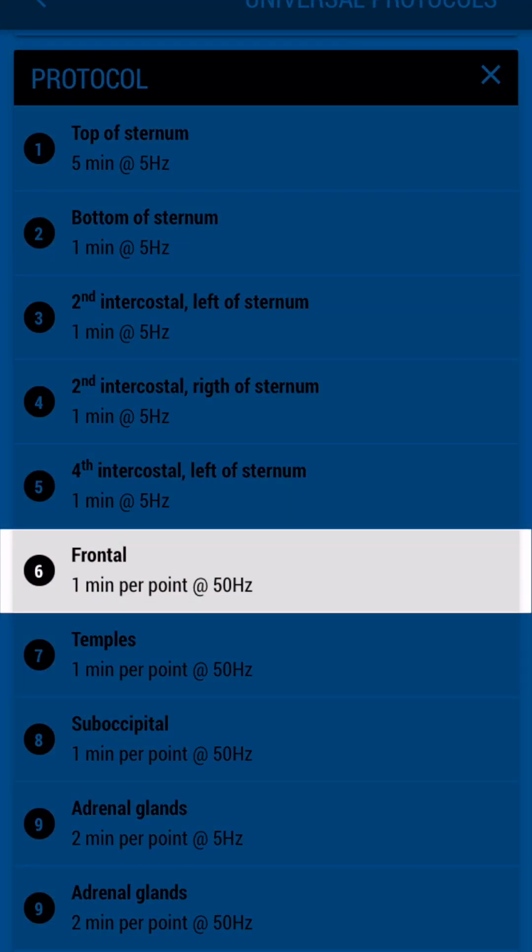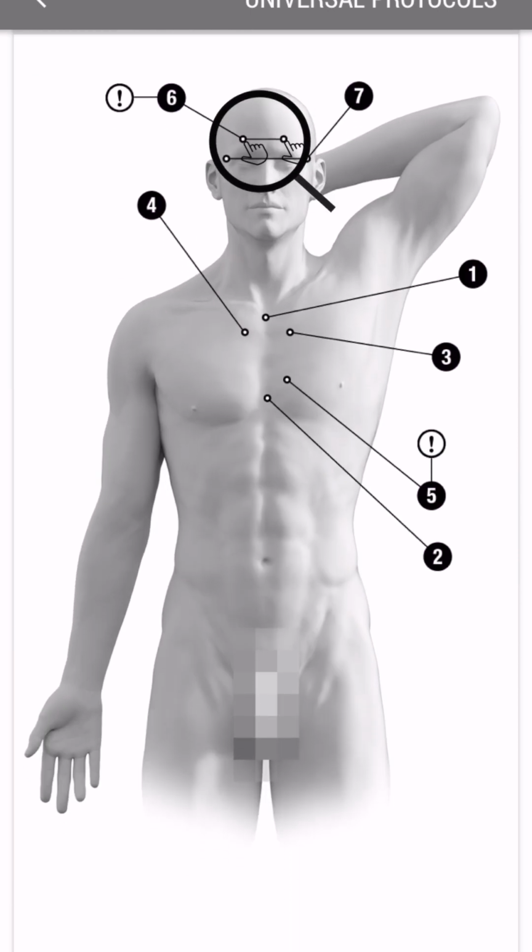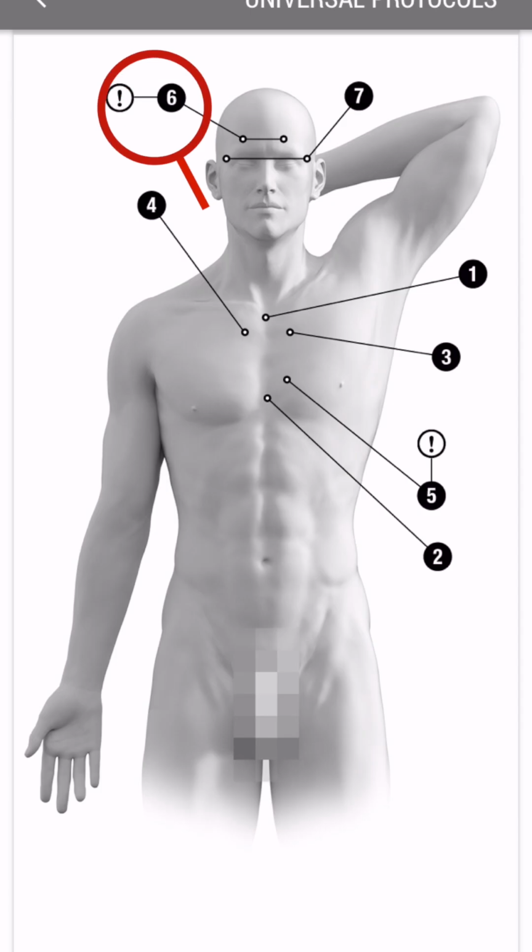Now, when we look at that, frontal, 1 minute per point at 50 hertz. You notice it says per point. When you look at the mannequin, you're going to see for point number 6, 2 dots connected by a line, which means 1 minute on the left side and 1 minute on the right side. And then also with number 6, you'll notice an exclamation point again.